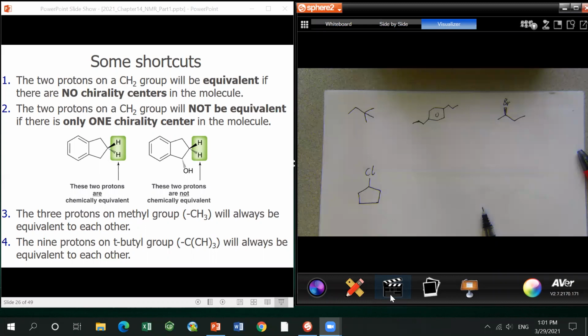All right, take a try. Practice on just these three first. How many proton signals should you see for these three molecules?